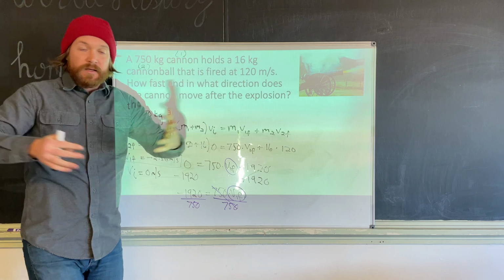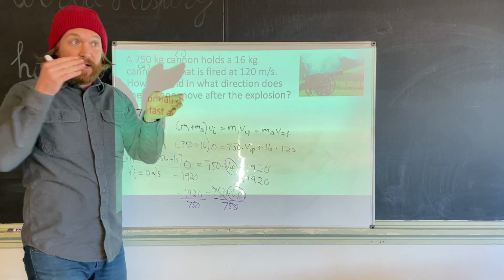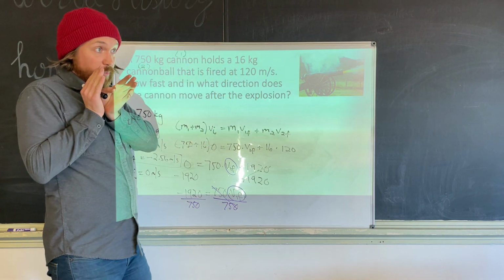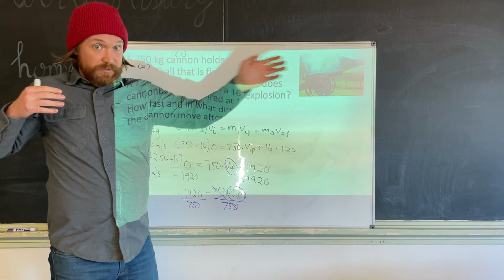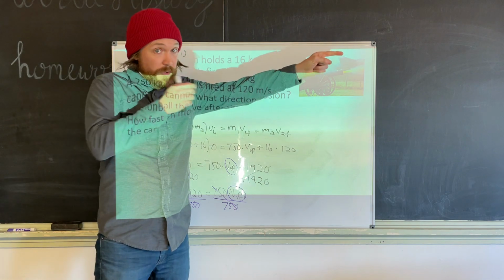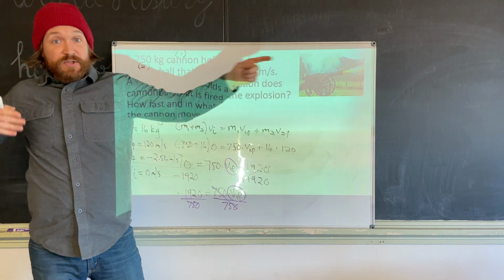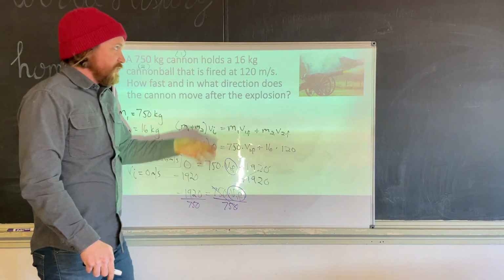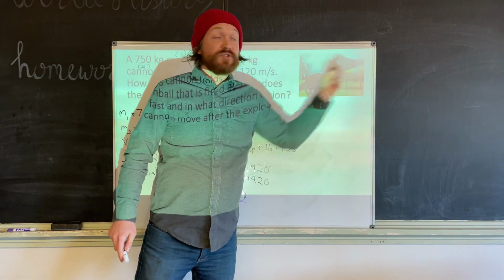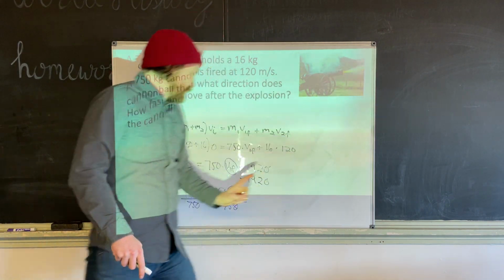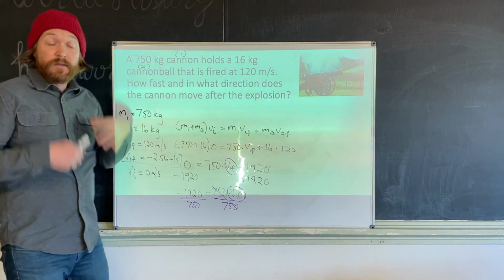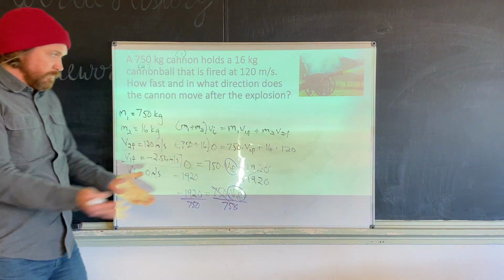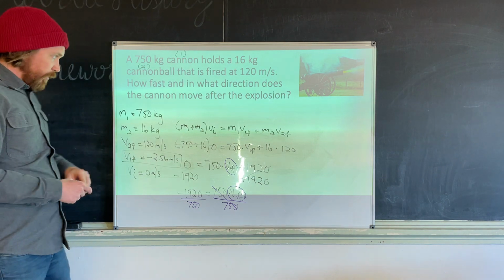This is Texas. Maybe you've shot a gun before, but whenever you shoot something, when it goes forward, for every action, there's an equal and opposite reaction. So if the cannonball goes forward, the cannon is going to get pushed backwards. It's called recoil. So if the cannonball goes to the right, it's positive. The cannon goes to the left and is negative. All right, pretty straightforward there.